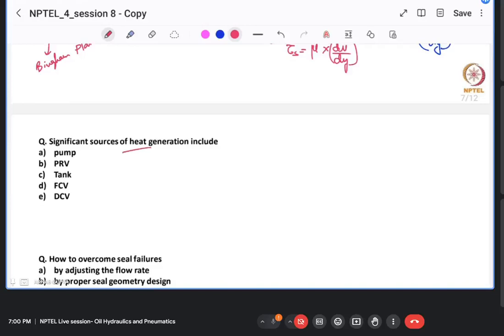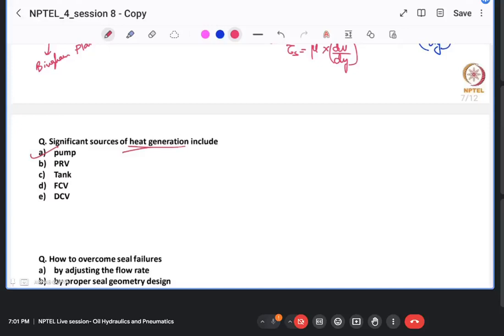So you need to take care of the main points at which this heat generation can occur. One of them is your pump. Continuously you're supplying energy to the pump through an external electric motor or an IC engine. So there, due to frictional losses, the heat energy is getting dissipated.